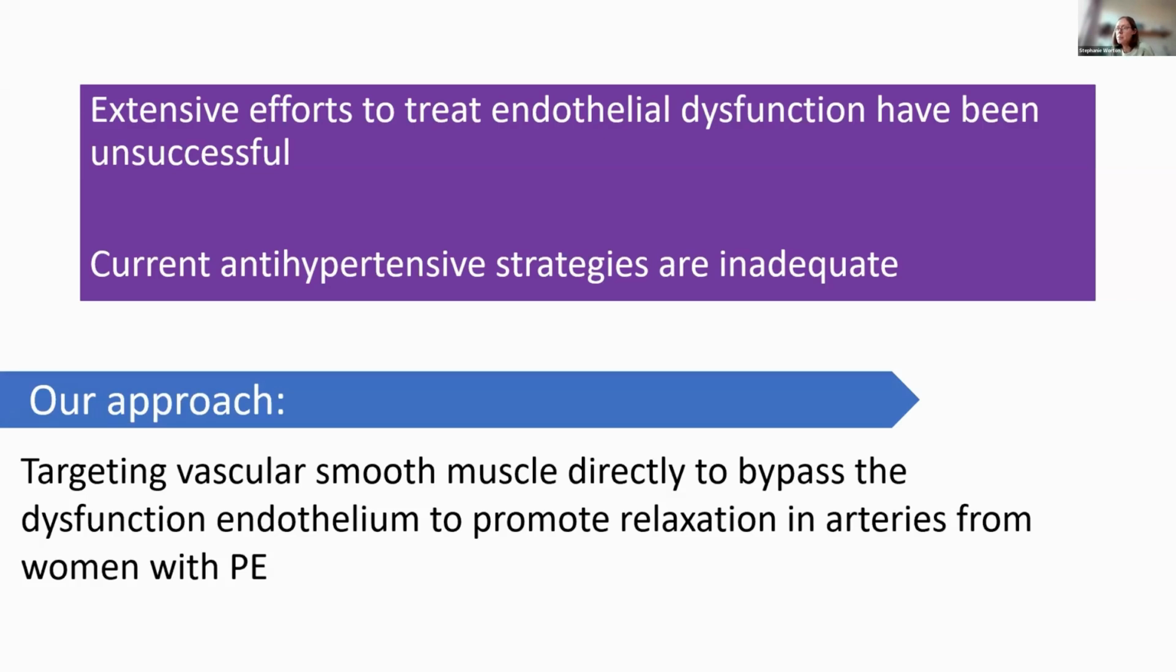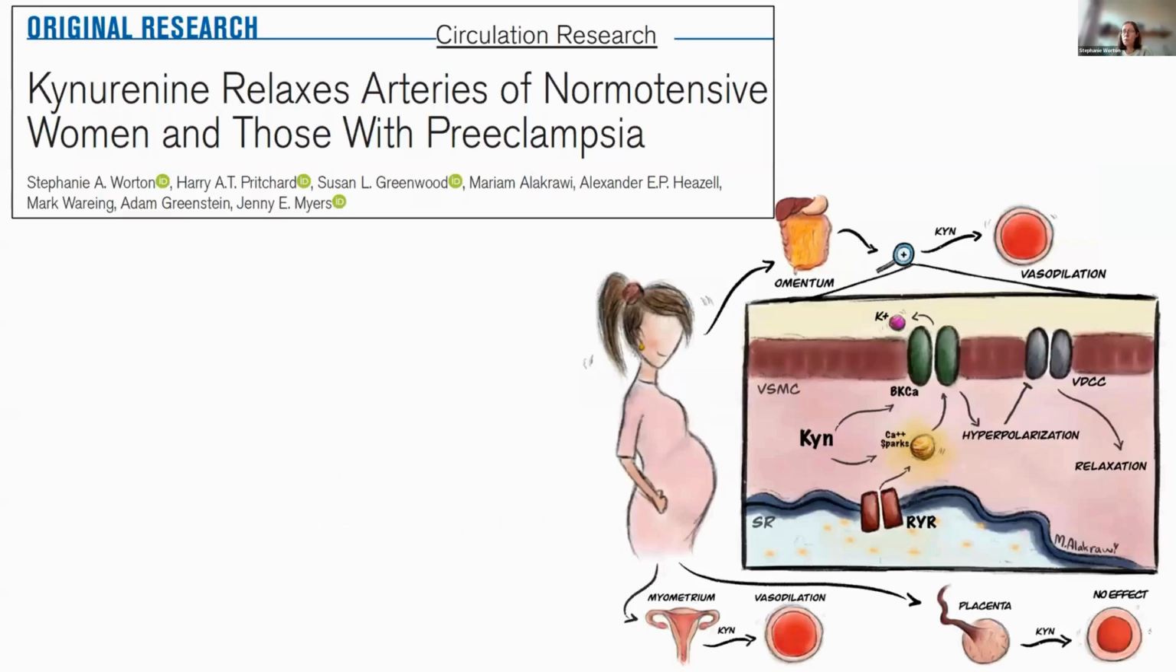But we've previously taken the approach of, rather than trying to fix the endothelial dysfunction, trying an endothelium-independent approach to bypass the dysfunctional endothelium, and target smooth muscle directly to promote relaxation of maternal small arteries. We went on to show that the endogenous vasorelaxant factor kynurenine, which works directly on smooth muscle independent of the endothelium, causes substantial relaxation in arteries from women with healthy normal pregnancies and those with preeclampsia.